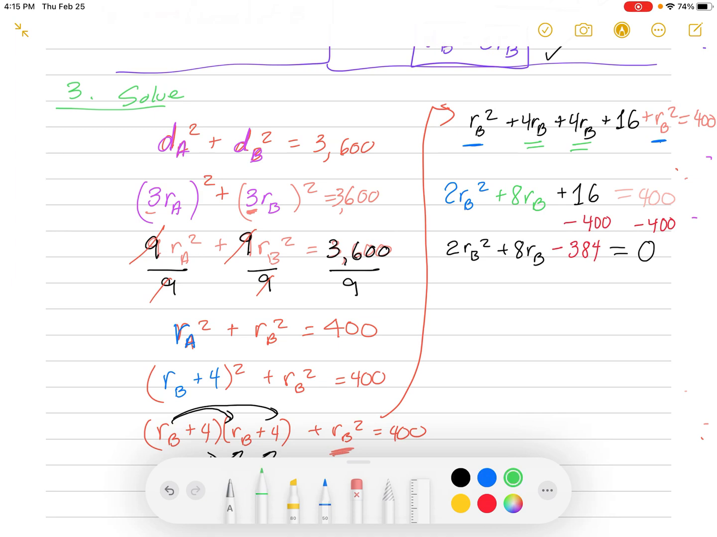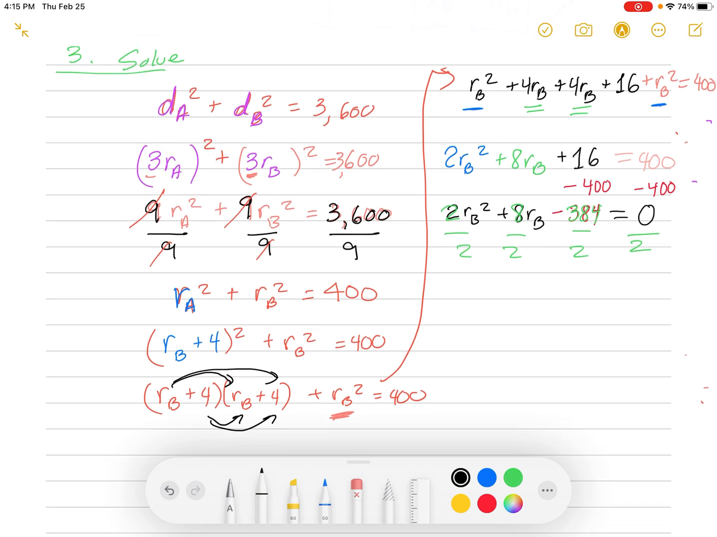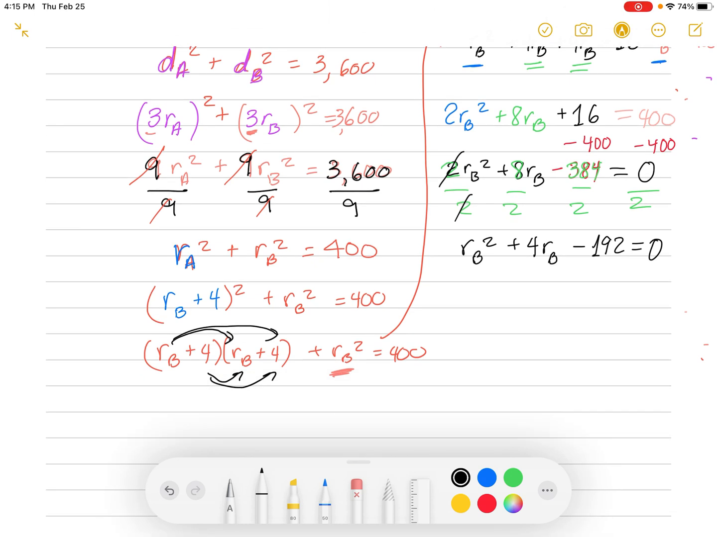Let's make this a little simpler. Notice that 2, 8, and 384 all have something in common. They all have a 2 in common, so we can divide the left side by 2. If you divide the left side by 2, you have to divide the right side by 2. So let's see. 2 divided by 2 cancels out, and we'll have RB squared plus here 8 divided by 2 is 4RB. If you take 384 and divide it by 2, you're going to get 192. And then on the right side, 0 divided by 2 is 0. 0 divided by anything else is 0.